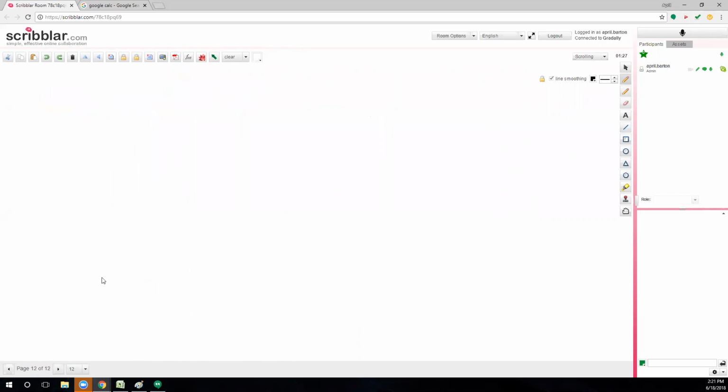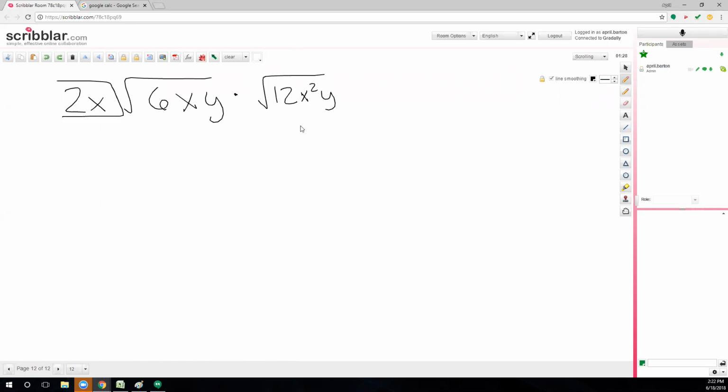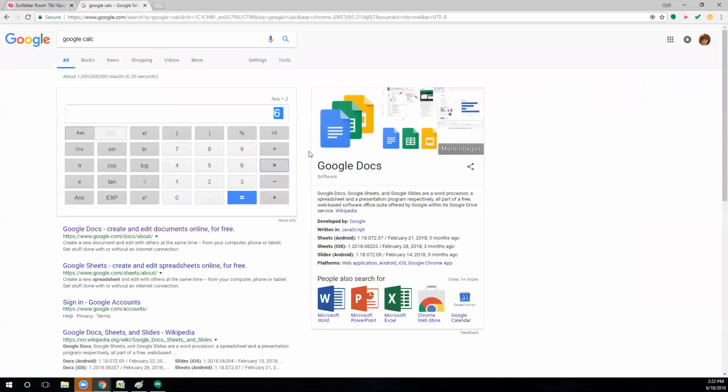So let's get some variables involved. Okay, so it's the same general concept of anything outside can multiply, anything inside can multiply. 2x is outside, there's not anything else outside, so that just comes down. 6 multiplied by 12, when we multiply with variables, we do the numbers first. 6 times 12 should be 72.